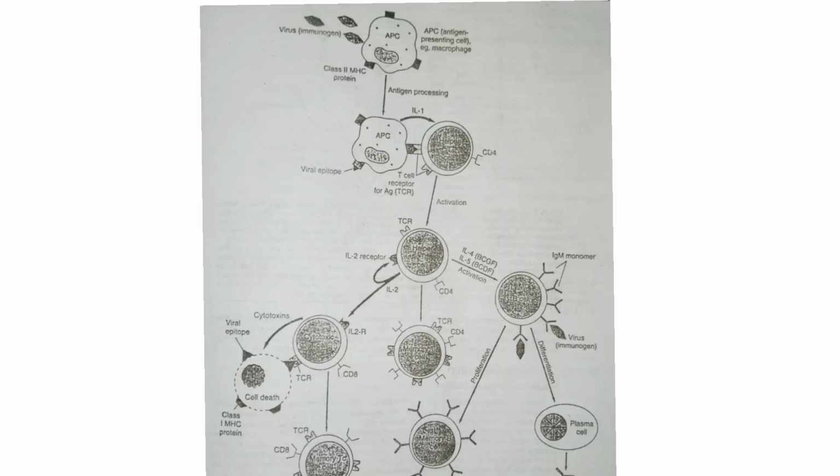So next is cell mediated immunity. In the cell mediated immunity, the antigen presenting cells will present the antigen to the helper T cells. Helper T cells will then produce interleukin 2, and interleukin 2 is further involved in the activation of other lymphocytes, which include the helper T cells and the cytotoxic T cells. So this was the regulatory function of the T cell in the cell mediated immunity.